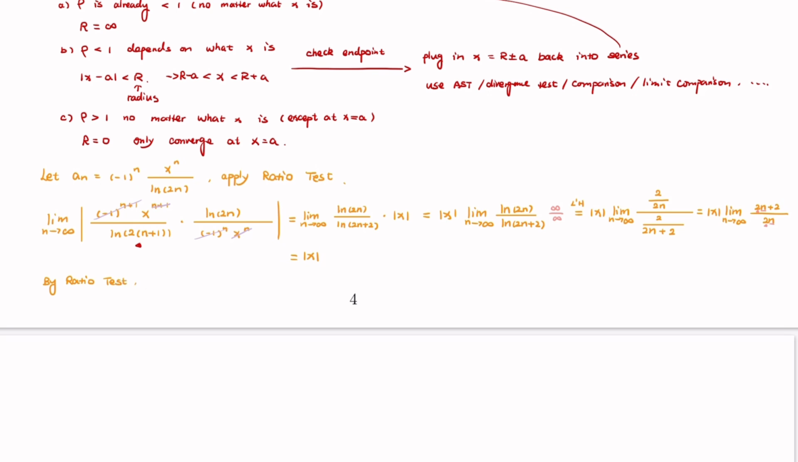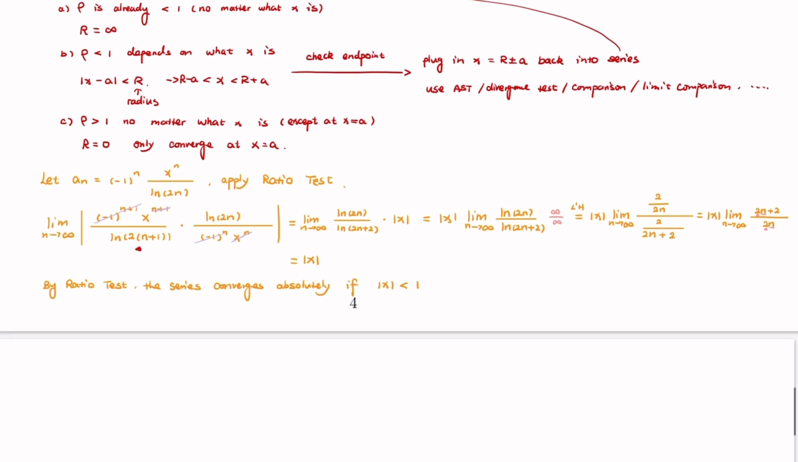actually, by ratio test, the series converges absolutely if absolute value of x, which is my limit, is less than 1. Okay, so this basically tells you, because this is in the form of absolute value of x minus a is less than 1, which tells you 1 is my radius, and my center is 0.